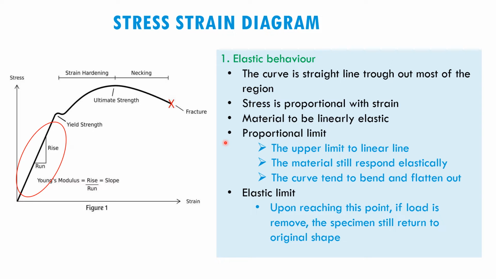For the proportional limit, this is the upper limit of the linear line, and the material still responds elastically, and the curve tends to bend and flatten out. For the elastic limit, upon reaching this point, if the load is removed, the specimen will still return to the original shape.